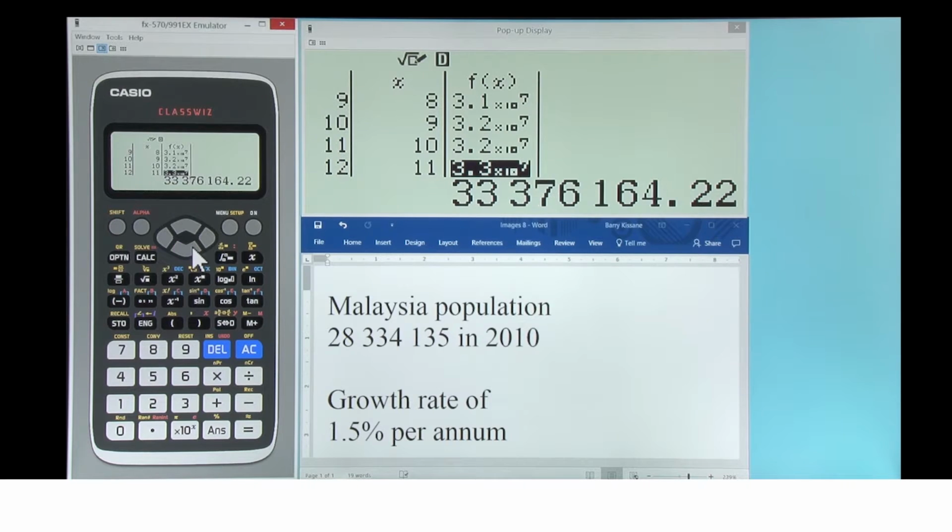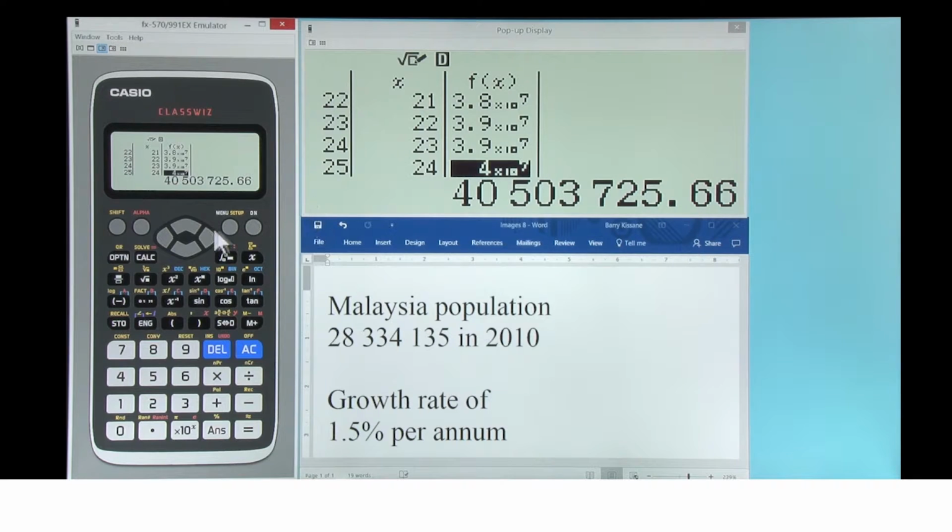Students could draw a graph of these, understand how the population was changing, and easily tell what we saw before, that the population is projected after 23 years to be close to 40 million, and after 24 years to be a little bit more than 40 million.